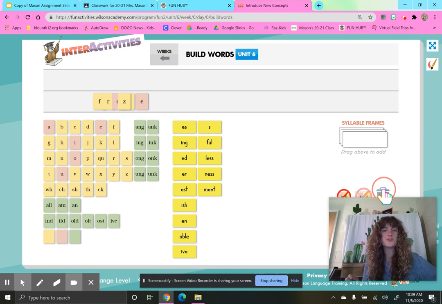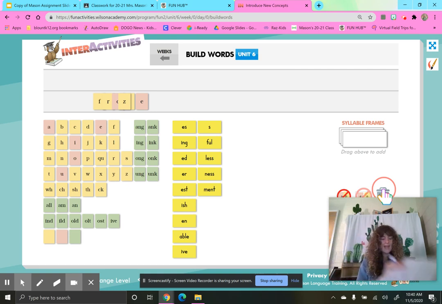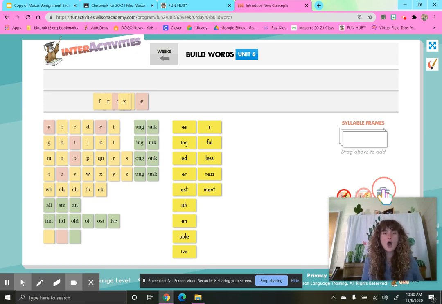All right, Smarties, here is what you are going to do. I need you to get your whiteboard and marker, and we are going to practice building words that have that Z sound. Okay, so go ahead and pause the video if you need to. Get that whiteboard and marker, and we will practice some words with that Z sound between the vowel and E.